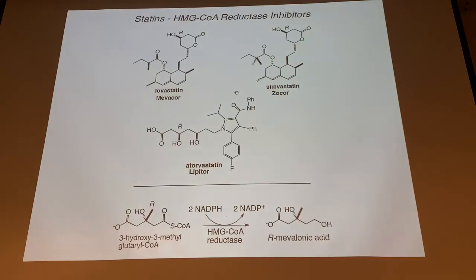All right, also mentioned this. Here's that key step again that we saw, HMG-CoA reductase, reducing the thioester down to the primary alcohol.